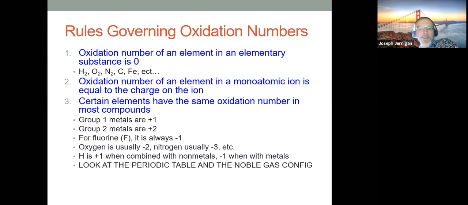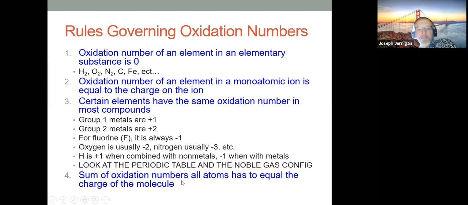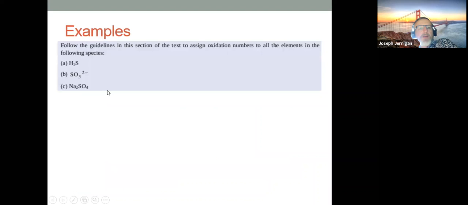And you've got to look at the periodic table. So this goes back to Chem 1, looking at the configuration of those valence electrons, those Lewis structures and that valence electron structure. You sum the oxidation numbers of all atoms to equal the charge of the molecule, and that's where it comes up. So with that in mind, we want to use those guidelines we just talked about, and then this will be our last slide, to assign oxidation numbers to all the elements in the following species.